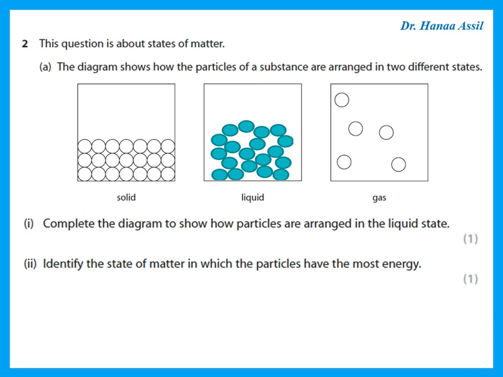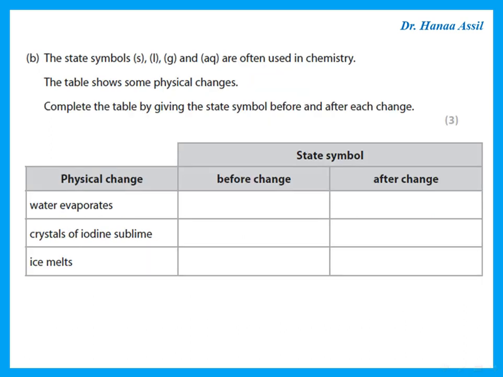Identify the state of matter in which the particles have the most energy. Which of these has the most energy? You should know that solid particles have some energy, so they just vibrate in their fixed position. The liquids will have more energy, so they slide over each other. And gases are the ones that have the most energy, so they move in a fast, free, random motion.